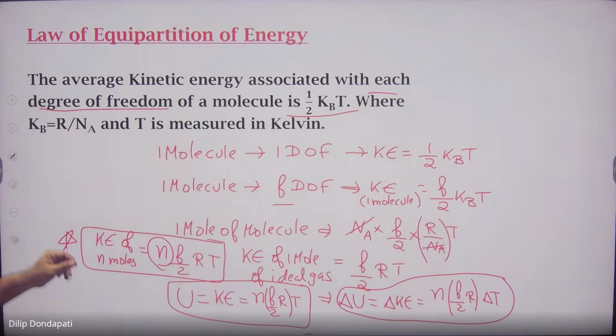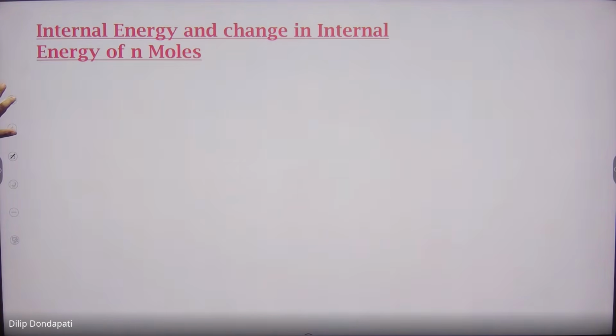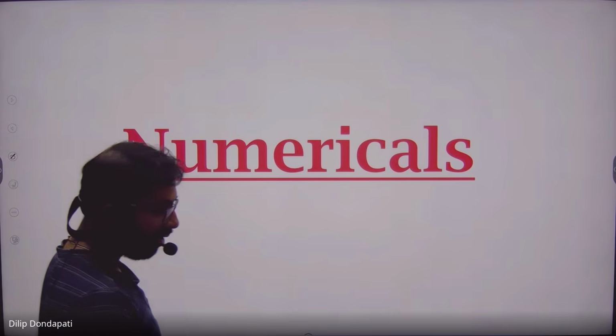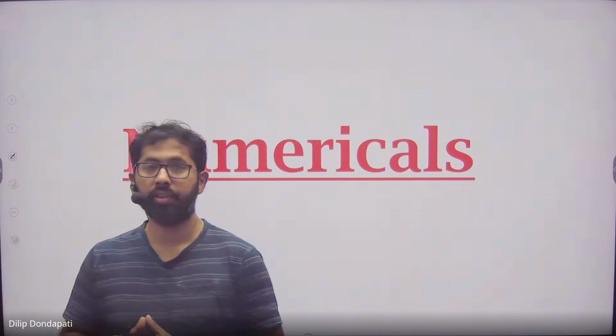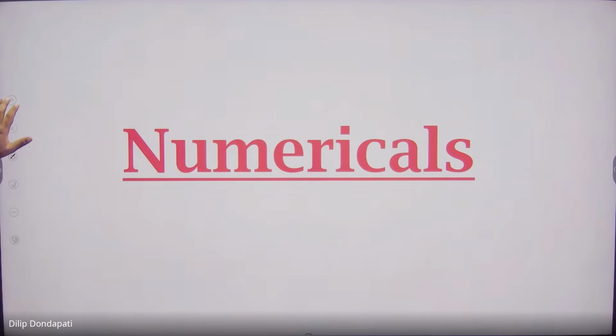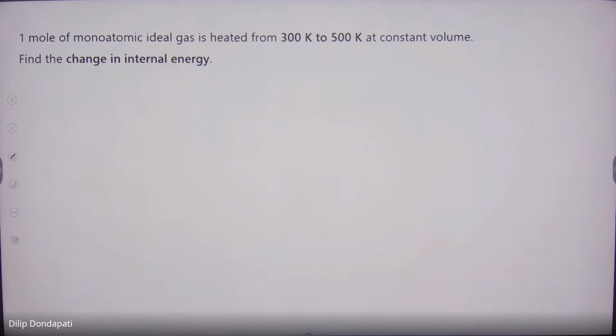So done. Did the formula come? N into F by 2 R into delta T is the formula. Now that the internal energy formula has come, we will discuss questions. The formula for internal energy is N into F by 2 R delta T. Question: 1 mole of monoatomic gas is heated from this much to this much at constant volume. Find the change in internal energy.